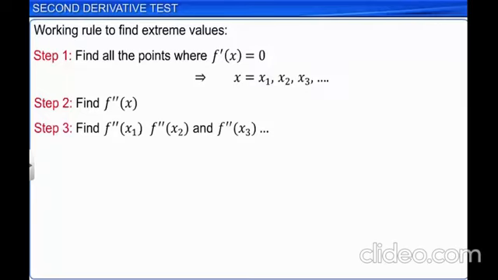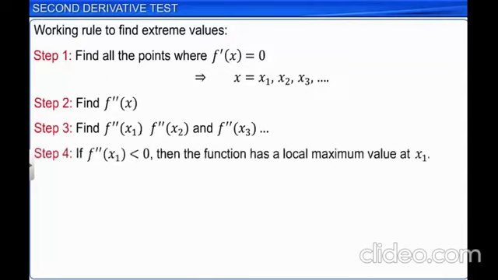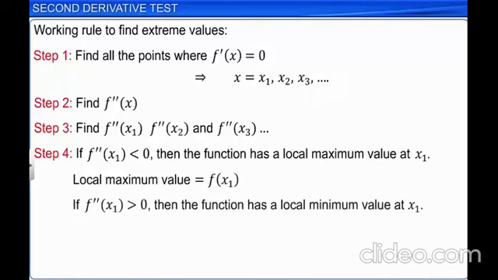If the values of the second derivative at these points are negative, then the function has local maximum values at these points. If the values of the second derivative at these points are positive, then the function has local minimum values at these points. Local maximum or local minimum value is the value of the function at these points. Let's learn this with the help of an example.